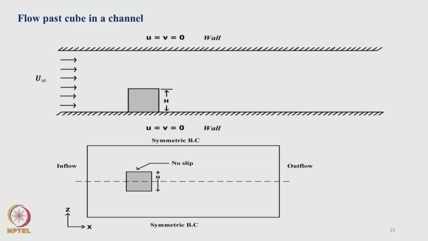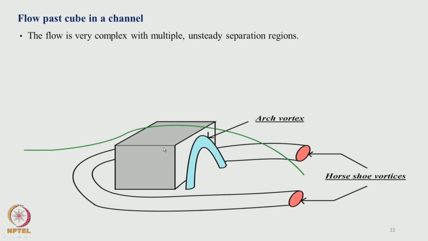The next problem is flow past a cube mounted in a channel, and you see two views of the same problem. Here is a channel, so the upper is a wall and the lower is a wall, and there is a cube that is fixed to the bottom wall. If you see from the top, it is mounted at the center in the z direction, and u infinity is the incoming velocity. Here it is shown as a uniform velocity, but it can also be a parabolic velocity profile. Now, why is it so complex? The geometry is very simple.